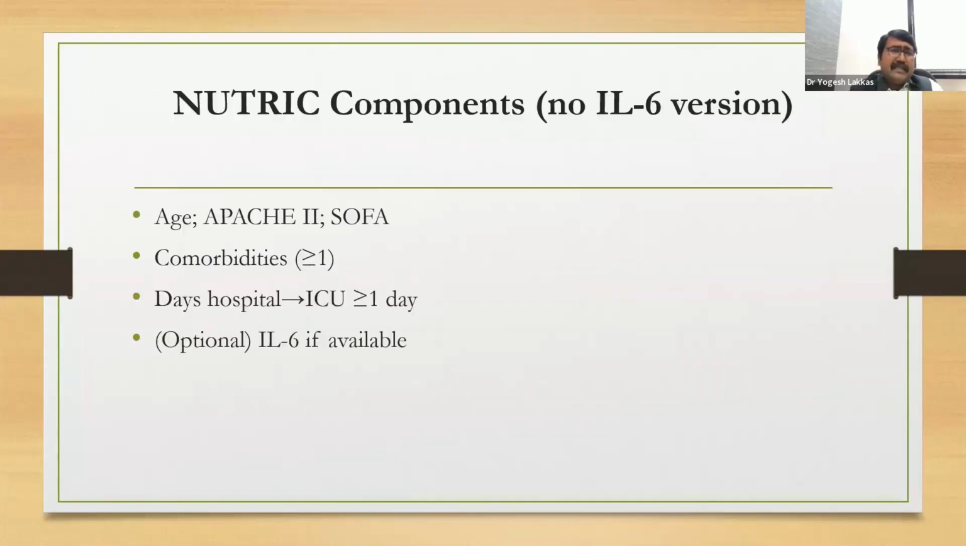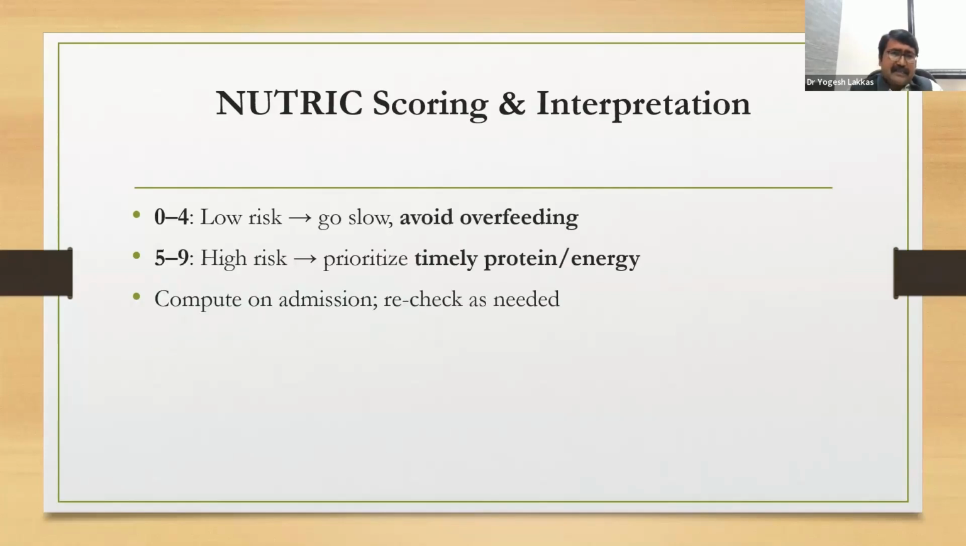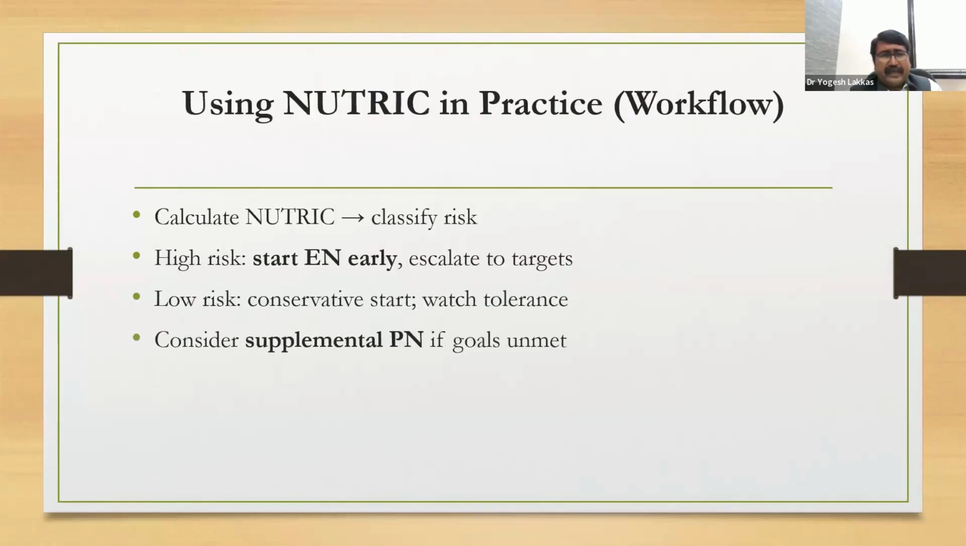NUTRIC components, as we have seen in the table: age, APACHE II score, SOFA scores we are using. Comorbidities more than 1. Days in hospital, that we have seen, more than 1 day in hospital, then you will have to plan the nutrition aggressively. Then optional is IL-6. NUTRIC scoring and interpretation: 0 to 4, that we have seen is low risk, 5 to 9 is high risk. And in the high risk patients, prioritize timely protein and energy nutrition, that will matter a lot. Compute this score on admission, recheck when it needs to be calculated again.